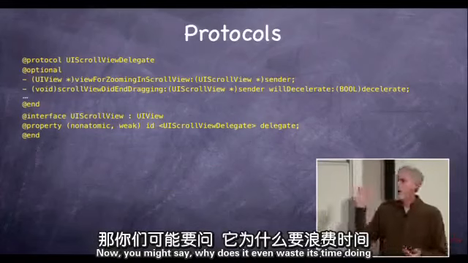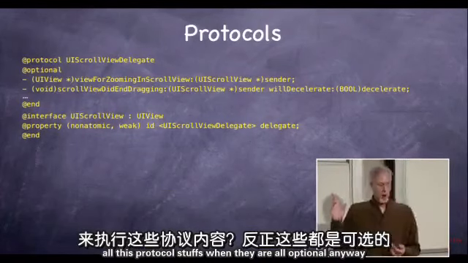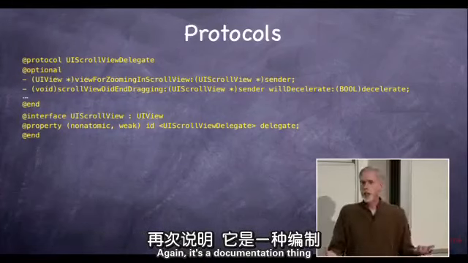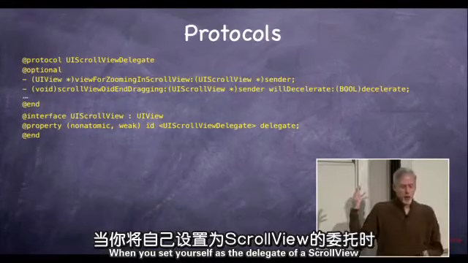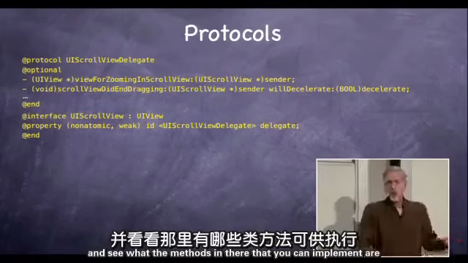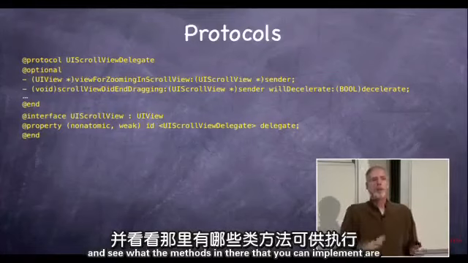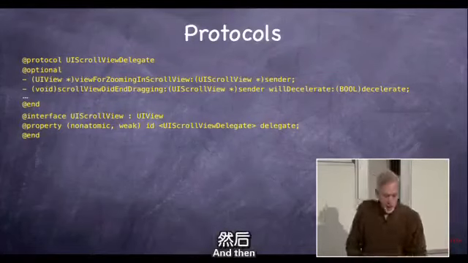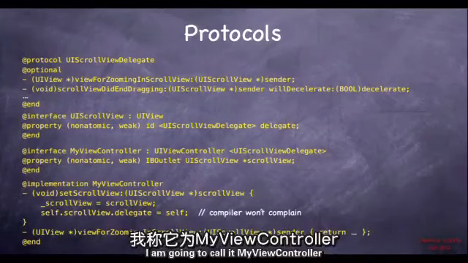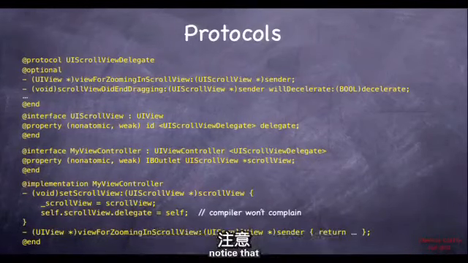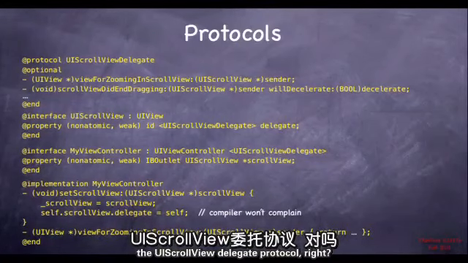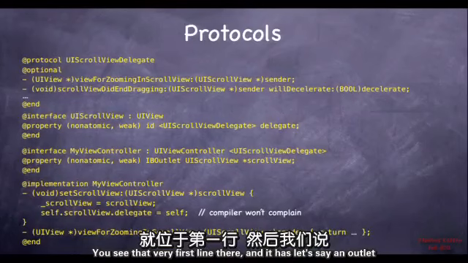Now you might say, why does it even waste its time doing all this protocol stuff when they're all optional anyway? Again, it's a documentation thing. When you set yourself as the delegate of a scroll view, you can go look at this protocol, UIScrollViewDelegate, and see what the methods in there that you can implement are. So it's documentation. And then let's say we have a class that wants to use a scroll view in this way. I'm going to call it MyViewController. Notice that MyViewController declares that it implements the UIScrollViewDelegate protocol, right, in its @interface. You see that very first line there.